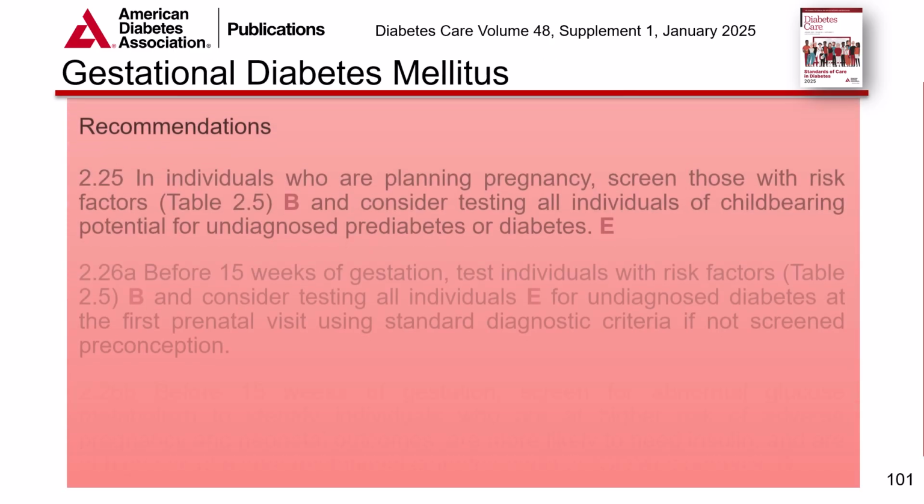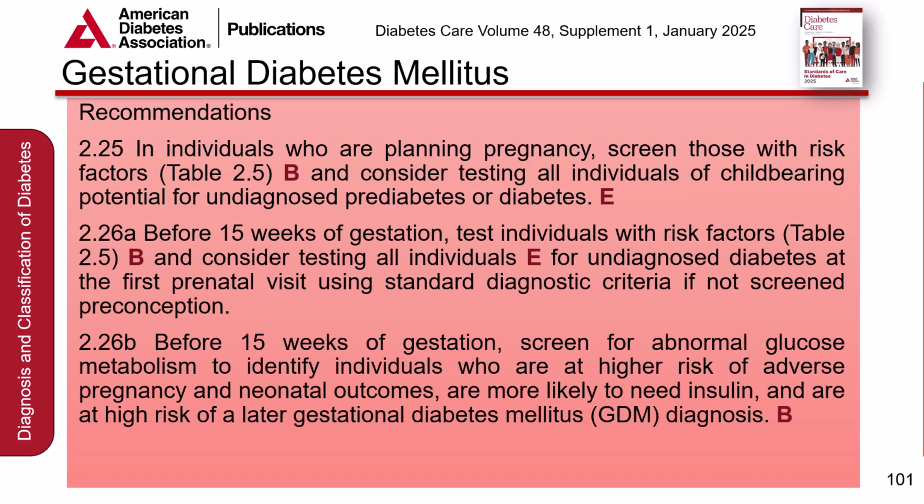Gestational diabetes mellitus. Recommendations. 2.25. In individuals who are planning pregnancy, screen those with risk factors, level of evidence B, and consider testing all individuals of childbearing potential for undiagnosed prediabetes or diabetes. Level of evidence C. 2.26a.